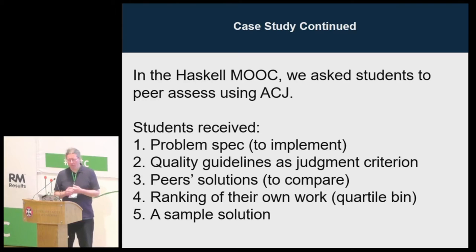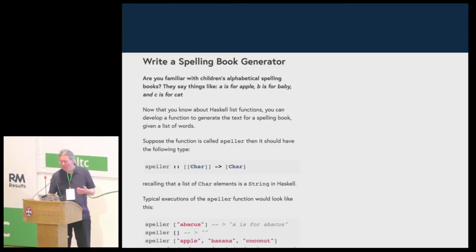And then finally, at the end, they'll see their own ranking just as what quartile it got into. We don't want to say to people, you were worst, but we do say you were in the bottom group. And I'm sure they will all have known this by having seen the others. And they also got given a sample solution.